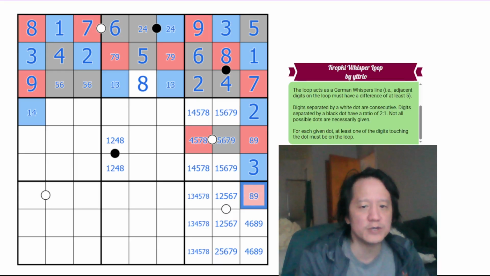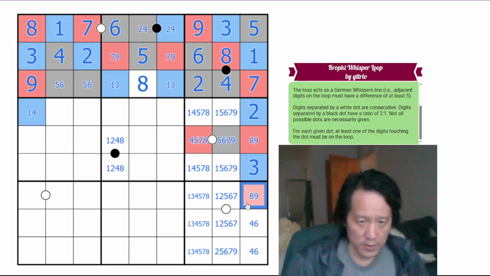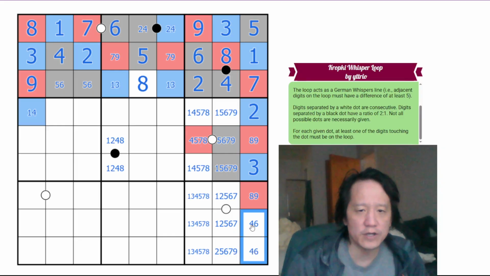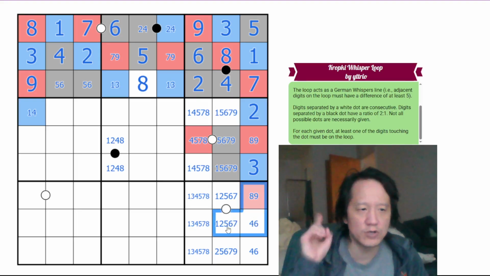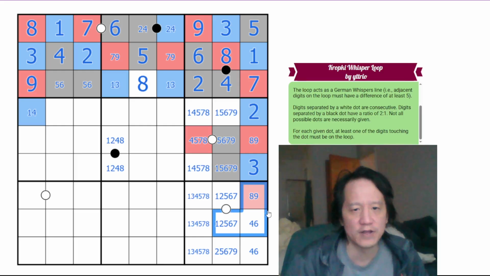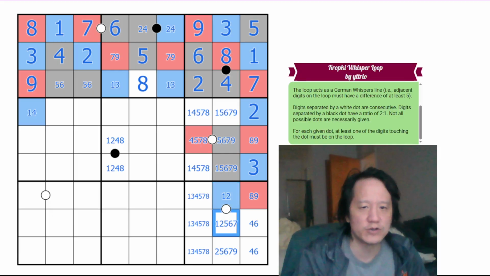3 is always between 8 and 9, so this becomes an 8-9 pair here. If it went this way, so it cannot go this way, so this is not on the loop. If it goes this way, the problem is this digit would have to be next to 2 unique digits on the loop, and 4 and 6 can only be next to 1 unique digit on the whisper 5 line. So it has to go this way, which means this is low. So this must be 1 or 2, which means this is 1 or 2 to be in consecutive with it.